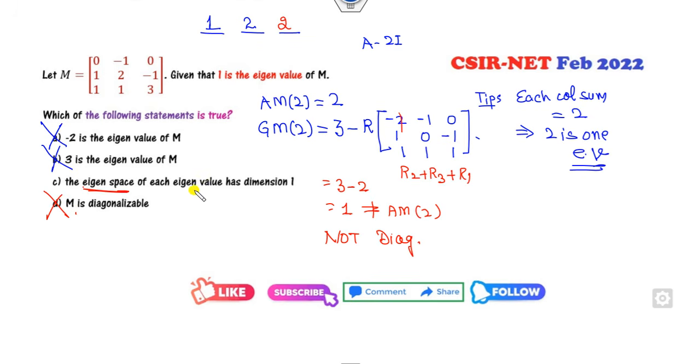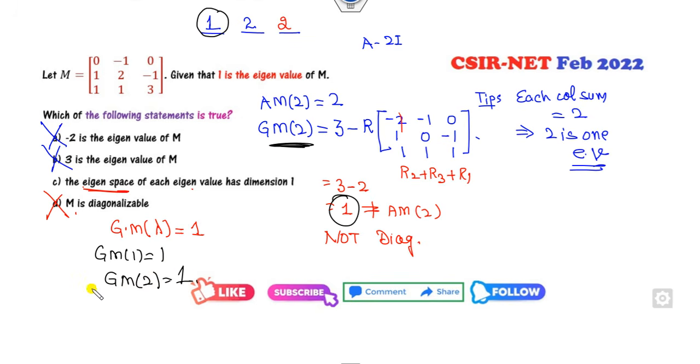Eigenspace means the geometric multiplicity of each eigenvalue has dimension 1. Clearly, 1 has only one eigenvalue, so it has geometric multiplicity 1. What is the geometric multiplicity of 2? I have computed it as 1. So that means C is the right answer of this problem.